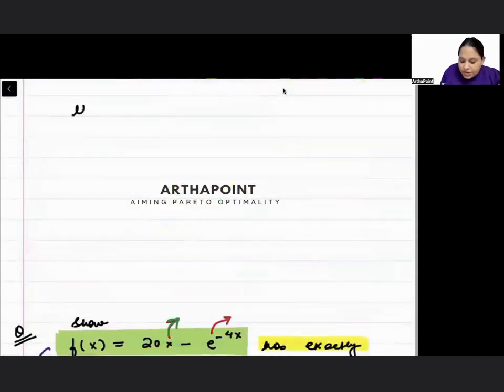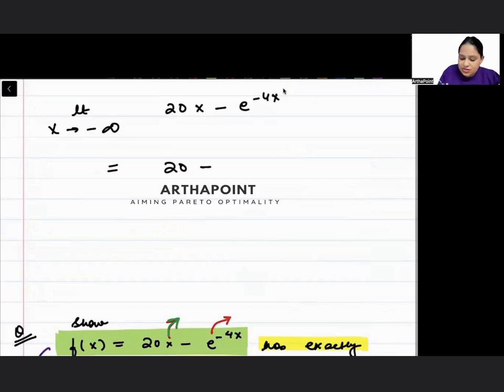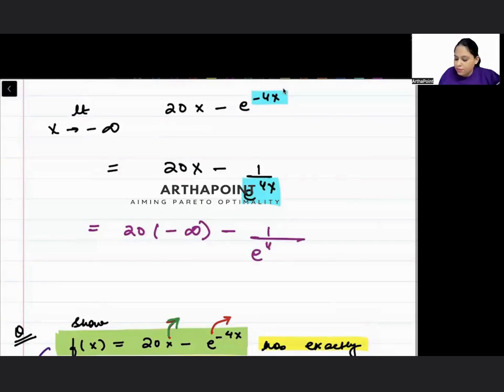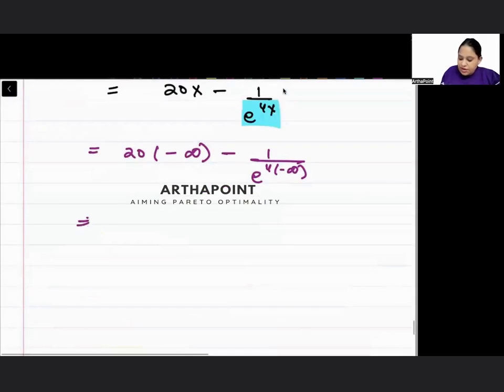But now if I do limit x tends to minus infinity, I am taking the most extreme value of x, 20x minus e to the power minus 4x. What will this give me? 20x minus 1 by e to the power 4x. Negative power है ना? So I have taken this in the denominator. This will give me 20 into minus infinity minus 1 by e to the power 4 into minus infinity. So beta, because again power has become negative, 20 into minus infinity minus e to the power 4 into infinity.